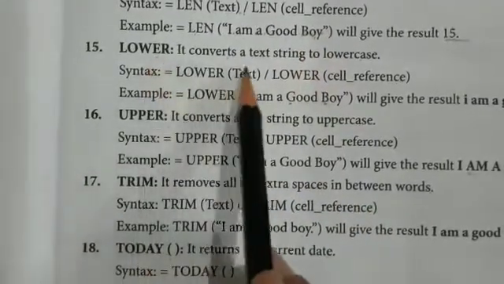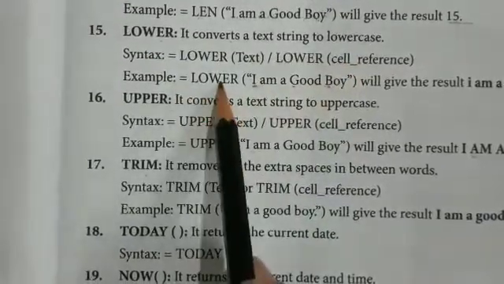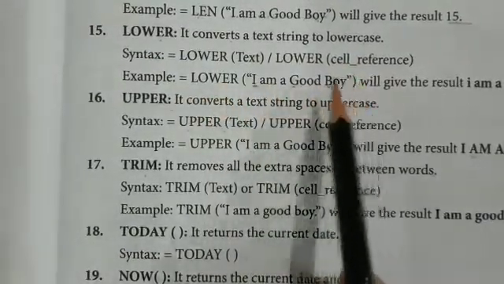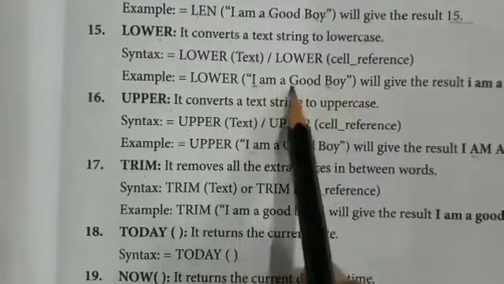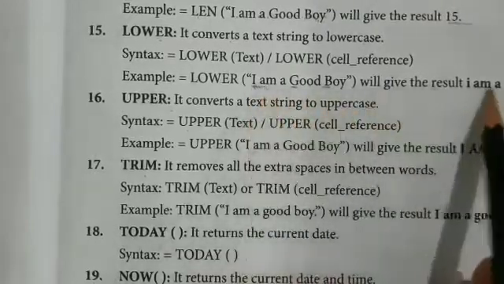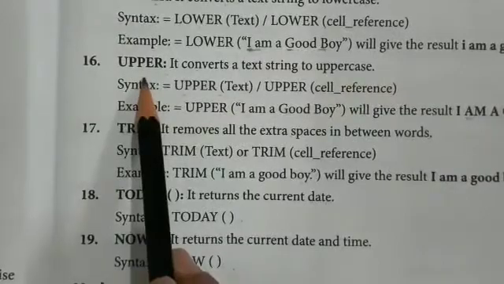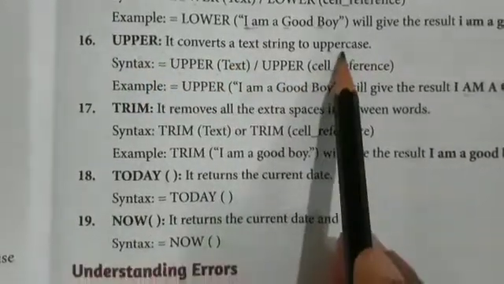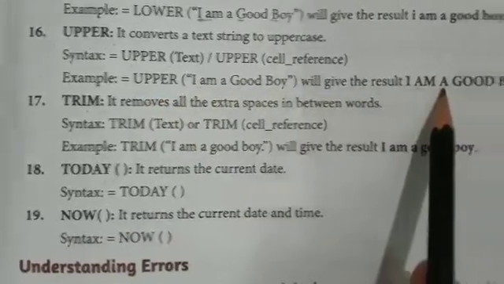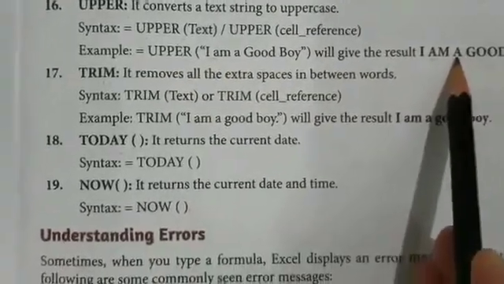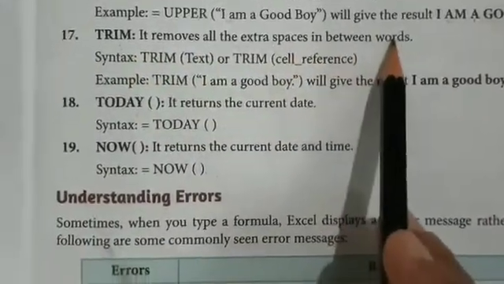The LOWER function converts the text string to lowercase. Equals LOWER, the string "I am a good boy". So it will return the string in lowercase letters. The capital letters will also get converted into small letters. Then the UPPER function converts the string to uppercase, that is all the strings will be converted to capital letters. The TRIM function removes all the extra spaces in between words.